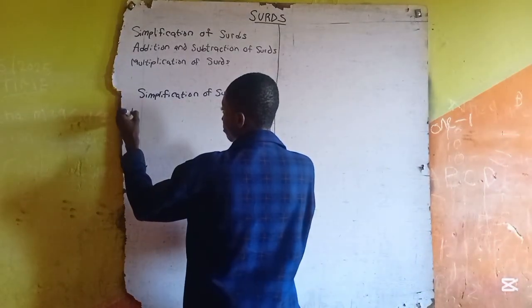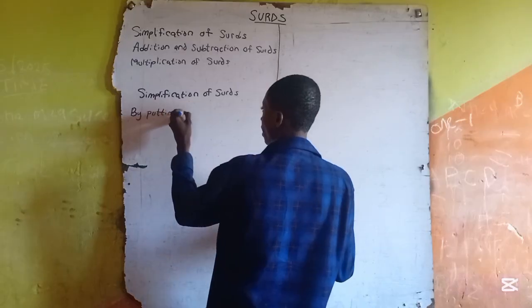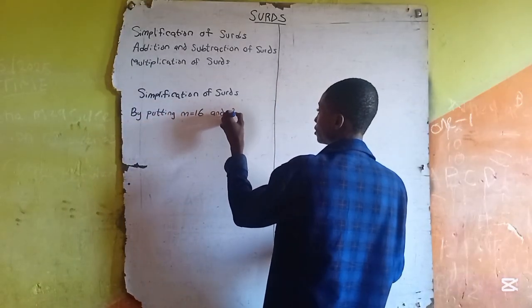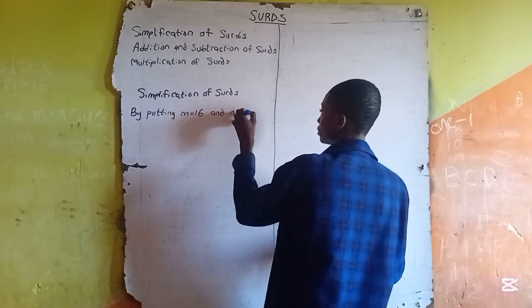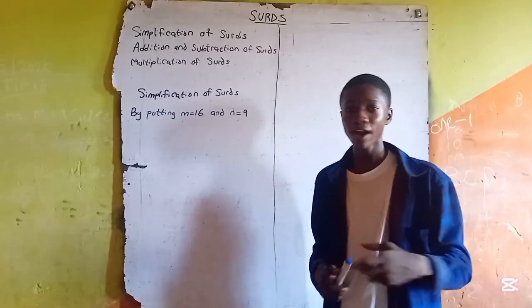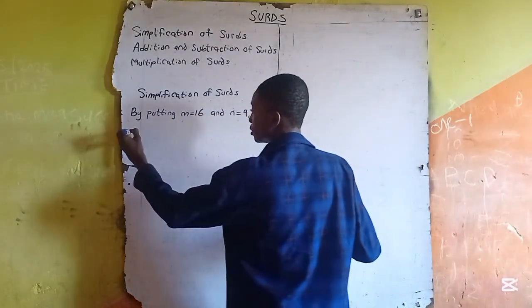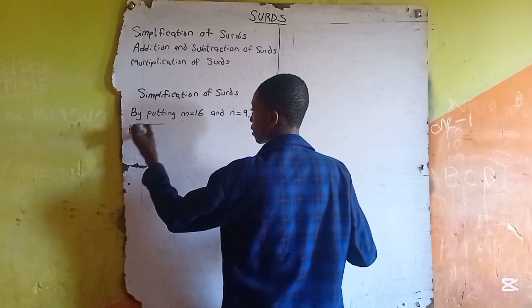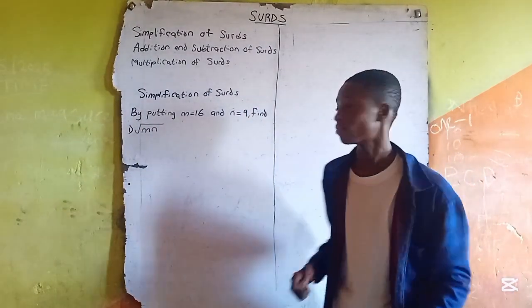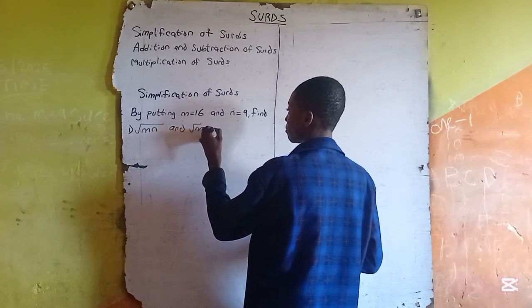Say m equals 16 and n equals 9. This is the question we are given. They said we should find root mn, and root m multiplied by root n.